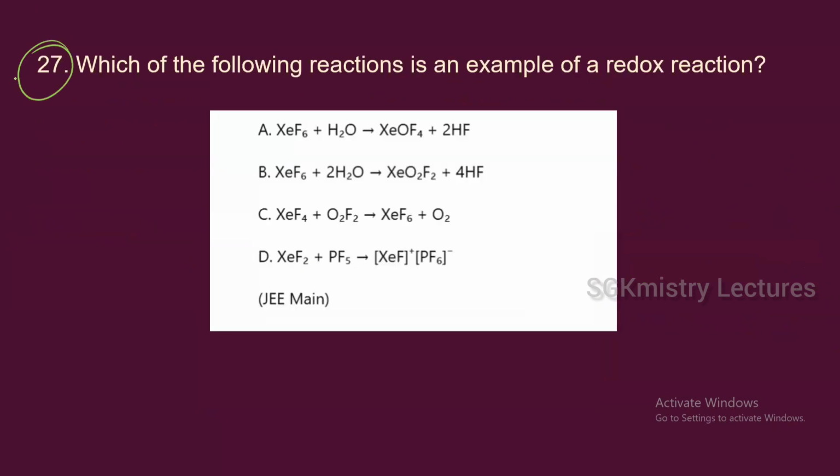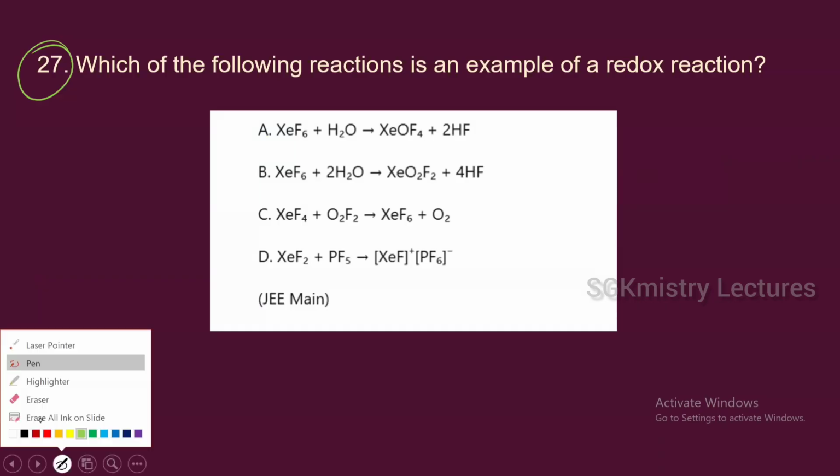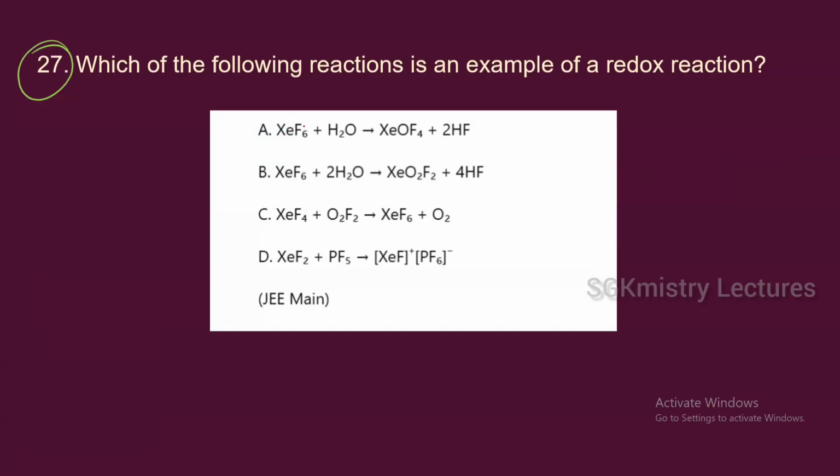Next, coming on to question number 27. Which of the following reactions is an example of a redox reaction? Here we need to see where there is a change in the oxidation number with respect to the reactant and the product. Then only we can call it a redox reaction. So which is an example of a redox reaction? It is being asked. Now look at this particular first option. So we have xenon, here F6.